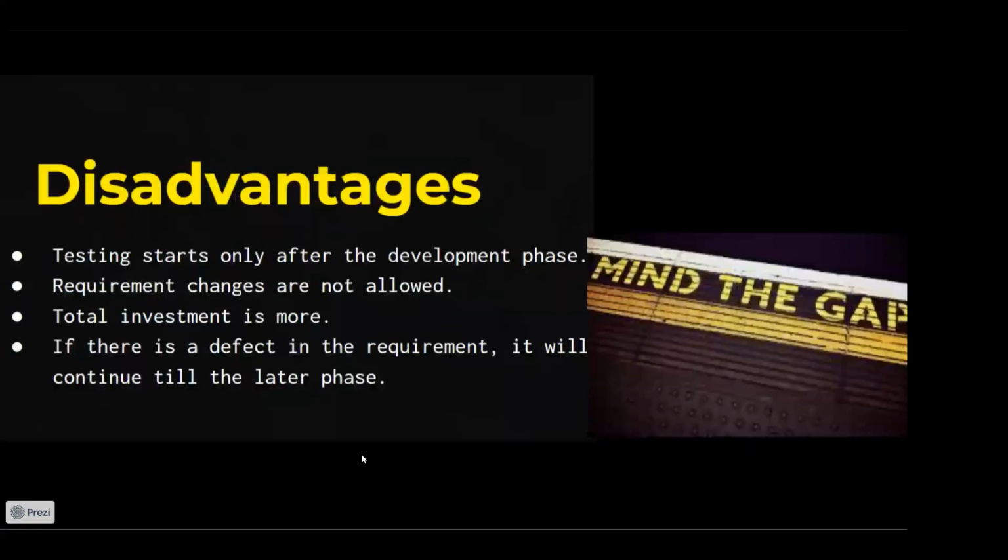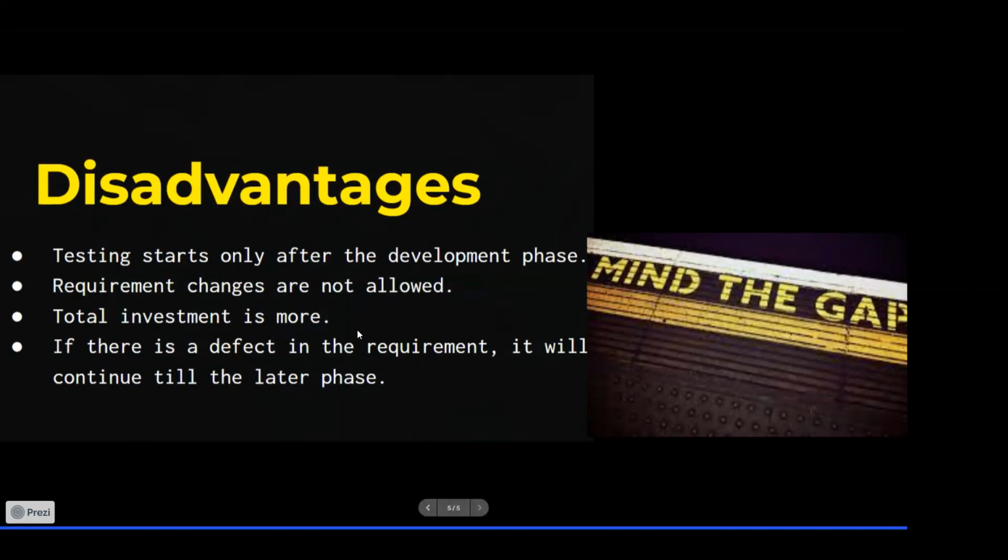Next, let us see the disadvantages of waterfall model. Testing starts only after the development phase. Once we finish testing the application, we cannot go back and change something that went wrong at the initial stage. So testing starts only after the development phase. Next, requirement changes are not allowed. As I said earlier, in this model, requirement changes are not allowed.